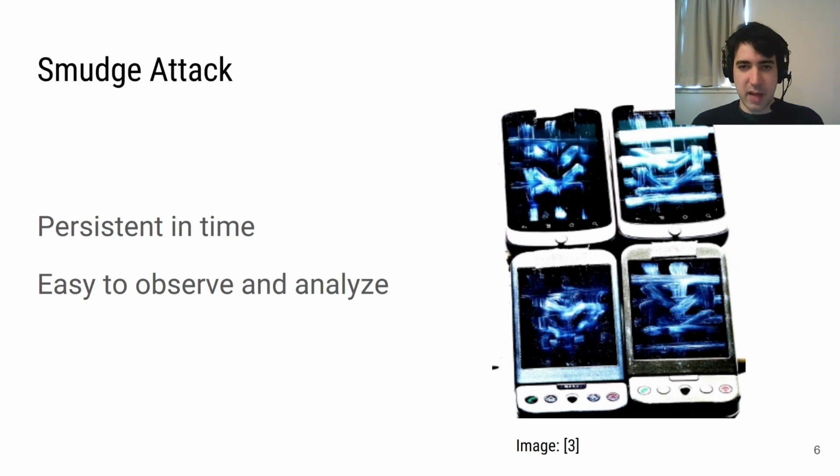The second type of attack we look at is the smudge attack. This is left by oily residues from your finger on the screen. If you were authenticating using a pin or pattern, the smudges left behind might give attackers some insight into what your pin or pattern was.